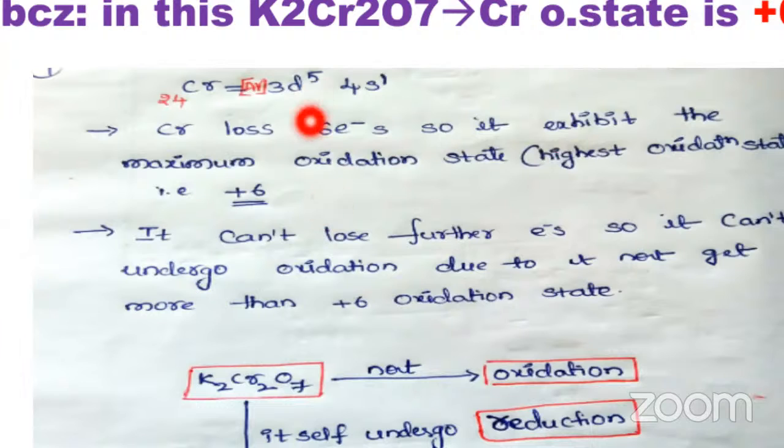Because it lost 6 electrons, it gets the +6 maximum oxidation state, and further it cannot lose electrons, so it cannot undergo oxidation, as it cannot go beyond +6. After losing 6 electrons, it has a stable configuration equal to argon's electronic configuration. So it does not lose more than 6 electrons and cannot undergo oxidation, but it can undergo reduction.